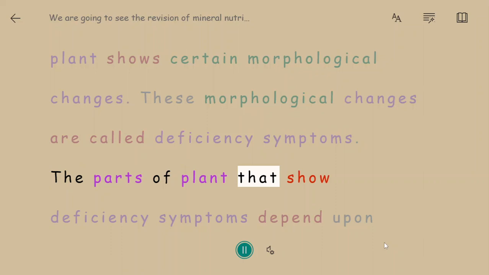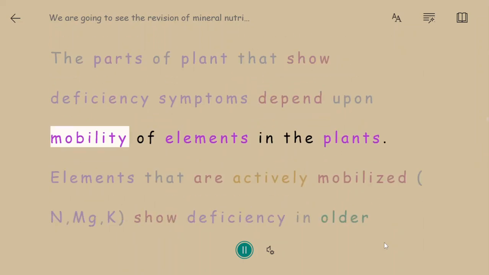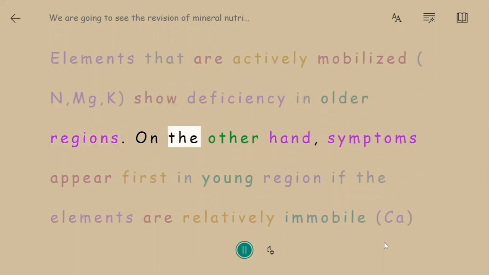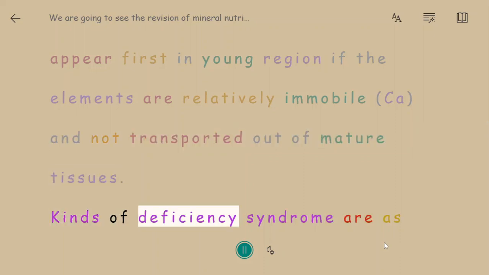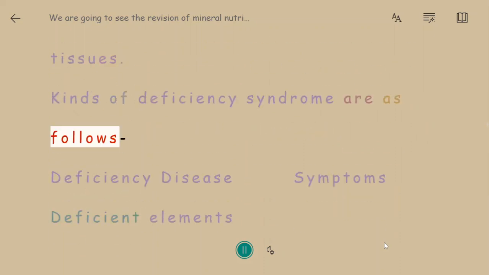The parts of the plant that show deficiency symptoms depend upon the mobility of elements in the plant. Elements that are actively mobilized, N, Mg, K, show deficiency in older regions. On the other hand, symptoms appear first in young regions if the elements are relatively immobile, like Ca, and not transported out of mature tissues. Kinds of deficiency syndrome are as follows.